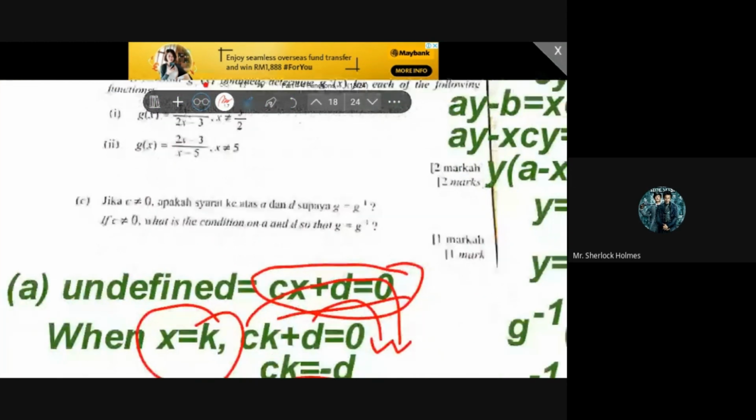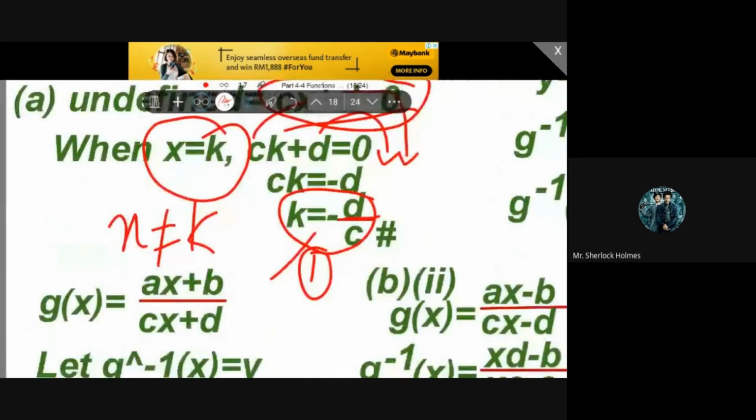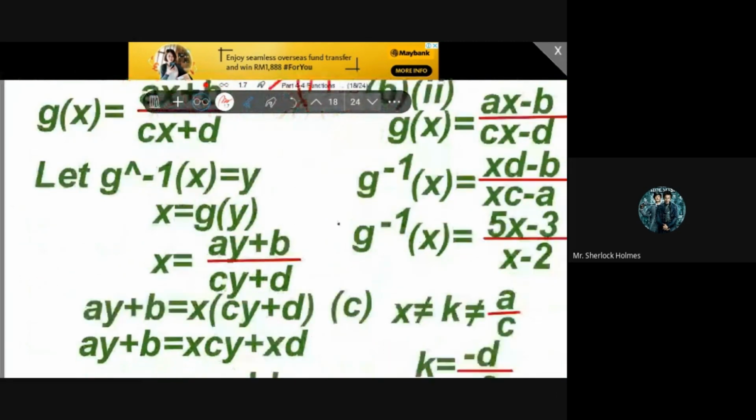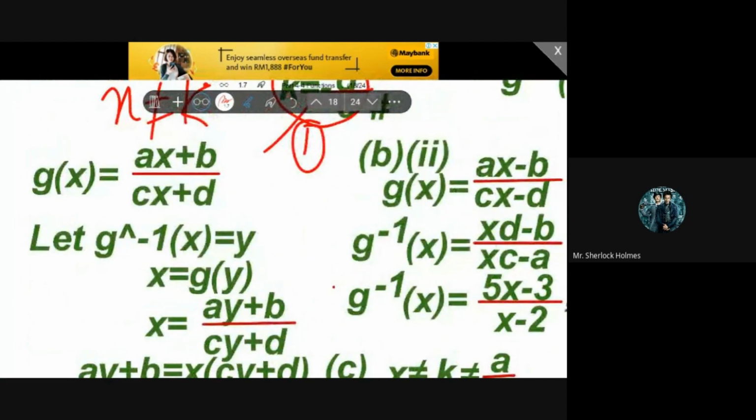So others don't feel disheartened. Masih ada peluang untuk cuba. So next. So I'll explain to all of you. So Gx is Ax plus B over Cx plus D. So how to find inverse function? Always kamu kena buat andaian ini. G inverse X sama dengan Y. Jangan lupa andaian ni. Don't forget this assumption.